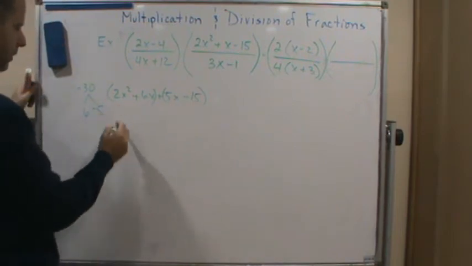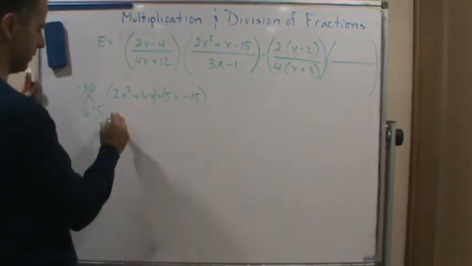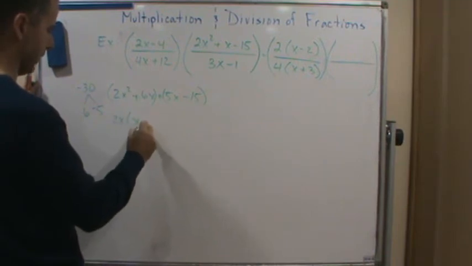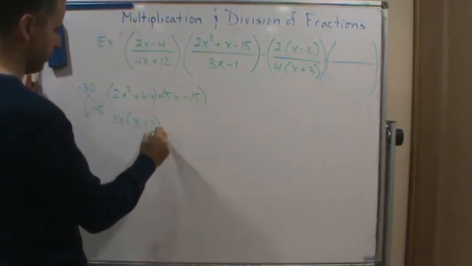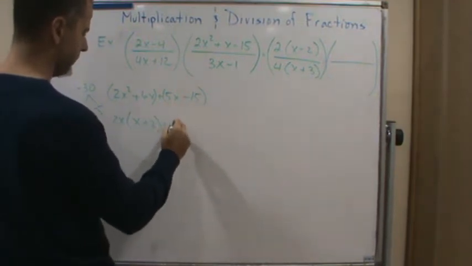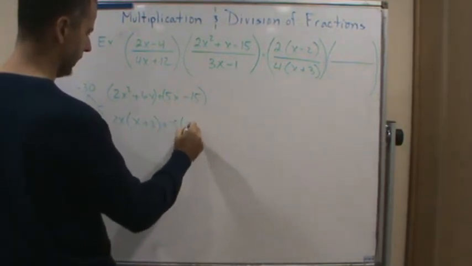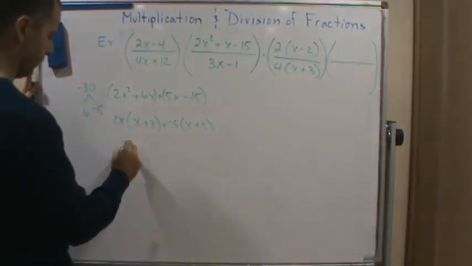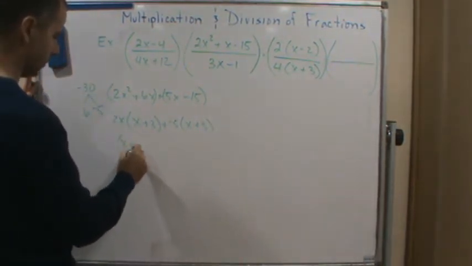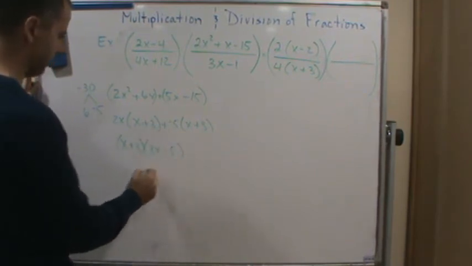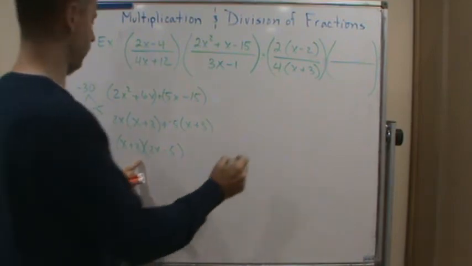So now I'm going to factor out of the top. What do we factor out of the top? Is going to be a 2x. And so what's left behind is x plus 3 plus, and then we're going to factor out a negative 5. And we get x plus 3. And now what do we get? We get x plus 3 times 2x minus 5. And so now that's going to be what we're going to put here.